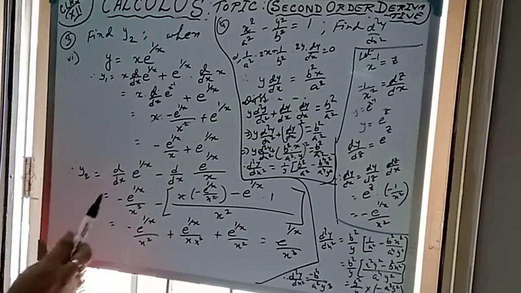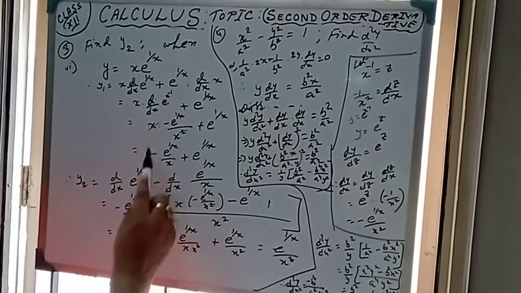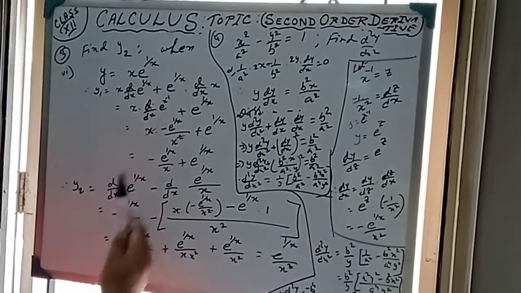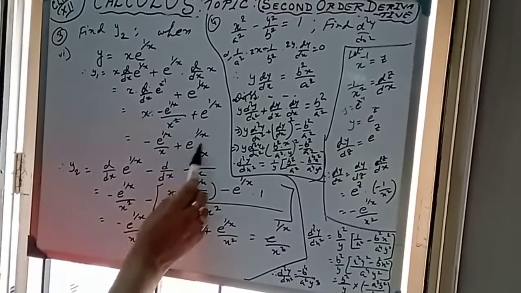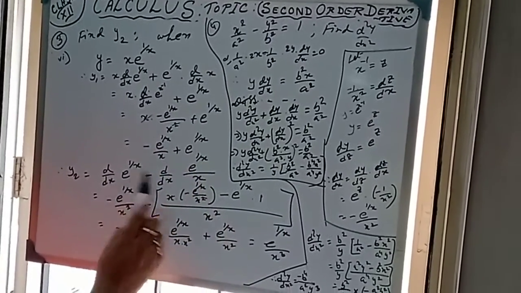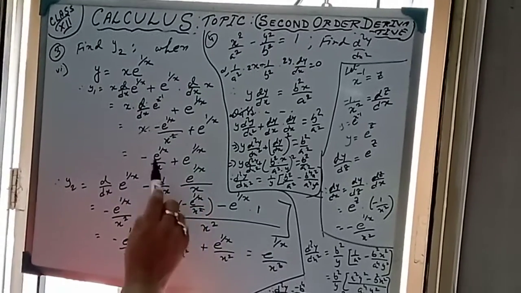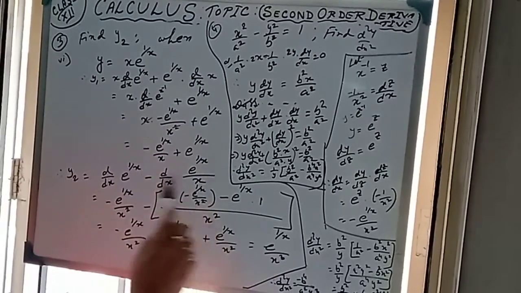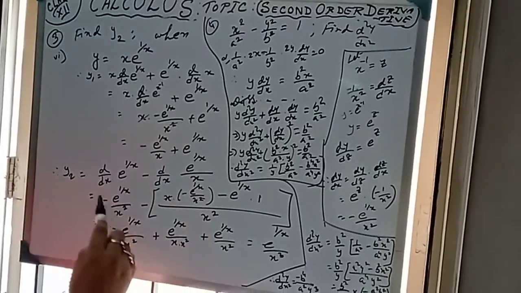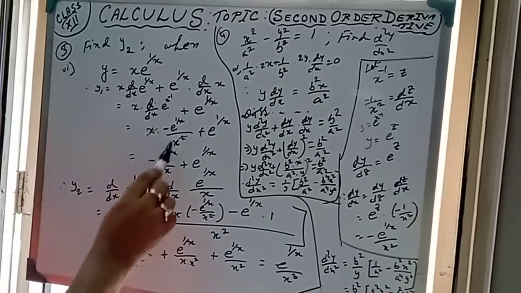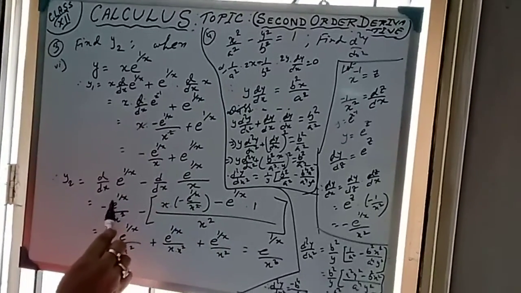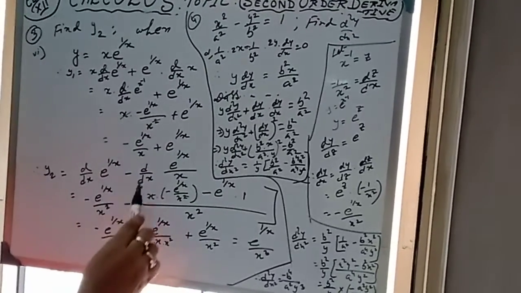Now we have to find y2, that means the derivative of this function again, the derivative of y1. Same thing again: d dx of e to the power 1 by x for the positive part at first, minus d dx of the second part, that is e to the power 1 by x square. Now d dx of e to the power 1 by x, already we know this is minus e to the power 1 by x square. Here already we have got that.